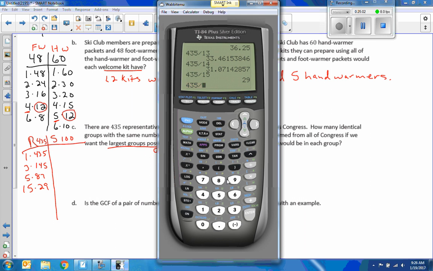435 divided by 16, no. 435 divided by 17, decimal. 18, decimal. Decimal, decimal, decimal. Now notice what happened. I divided by 21 and I got a decimal factor that was less than what I divided by, so there's no need to continue. We've covered all the possibilities.